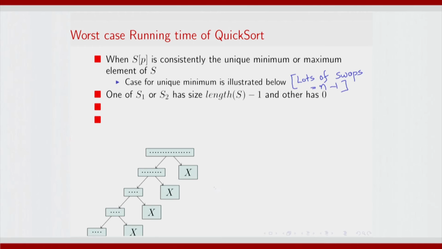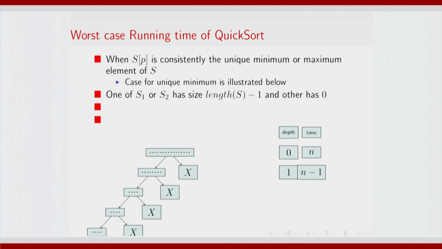So let us try and understand what the cost will be. For depth 0 the time will be n, because you have to scan all the elements and do those swaps. At the next depth, you will again have to scan n minus 1 elements, and then n minus 2 elements. At the ith depth it is n minus i elements, up to depth n minus 1 where you have one element.